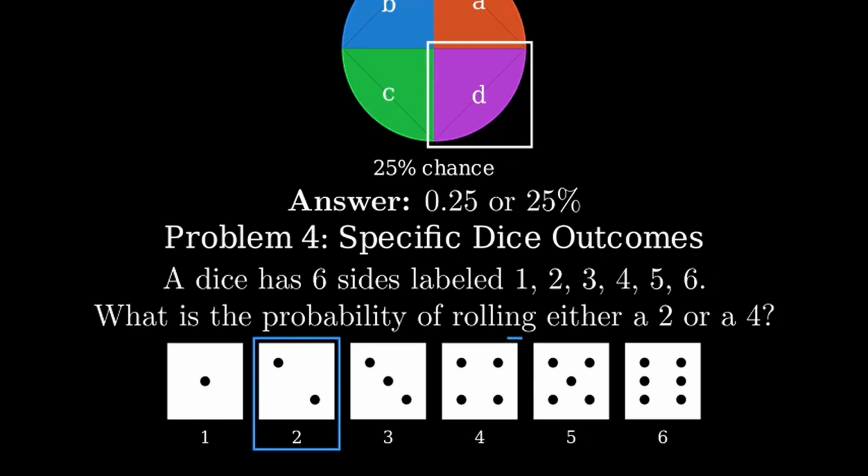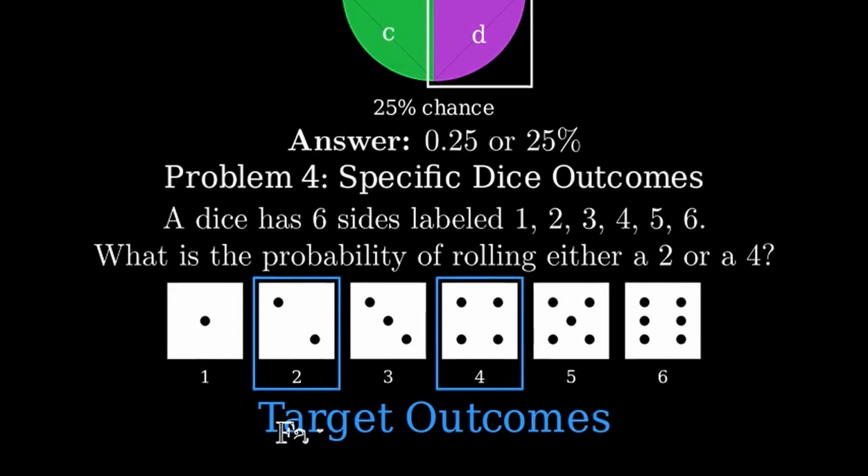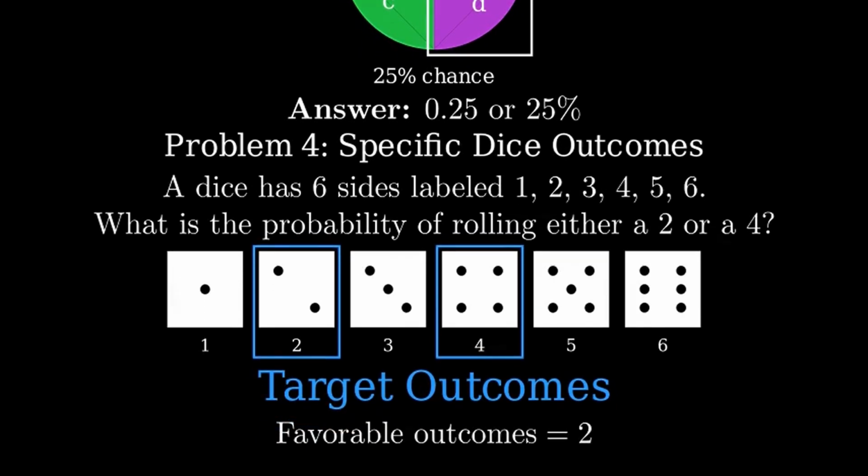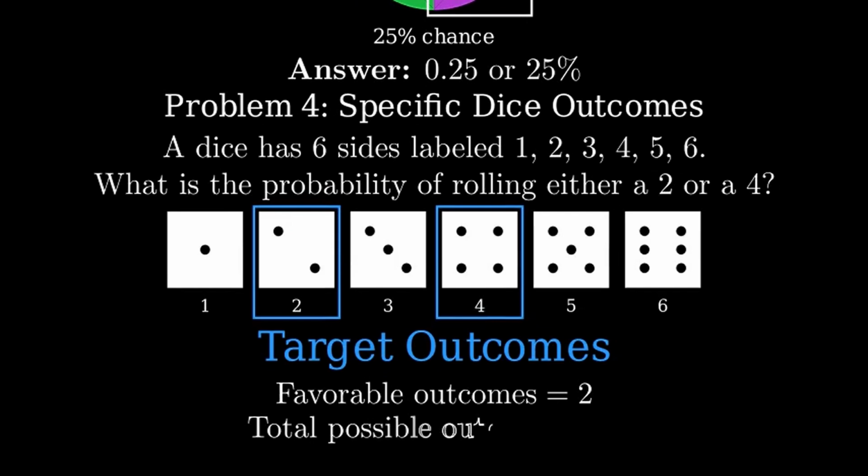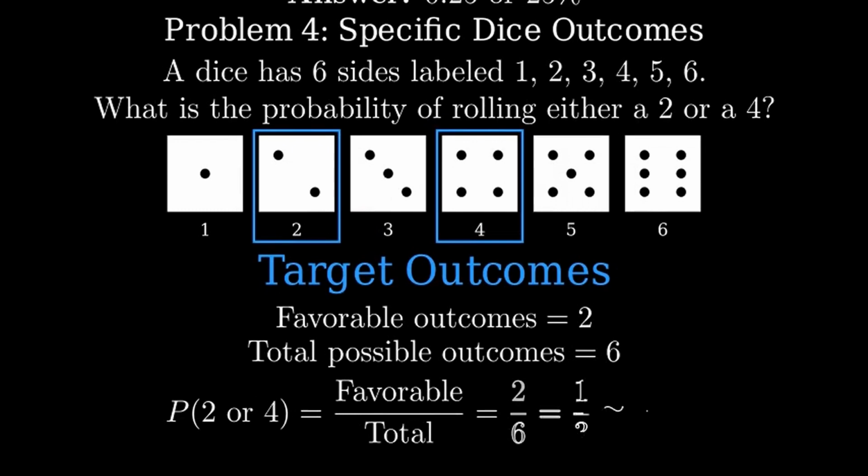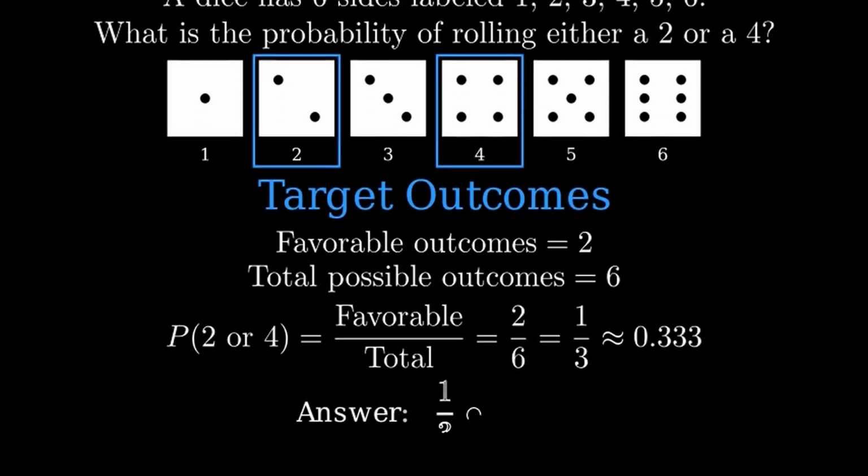These are our favorable outcomes. We have 2 favorable outcomes, rolling a 2 or rolling a 4. The total number of possible outcomes is 6, since a dice has 6 sides. Therefore, the probability equals the number of favorable outcomes divided by the total number of possible outcomes. 2 divided by 6, which simplifies to 1/3, or about 0.333. The probability of rolling either a 2 or a 4 is 1/3.